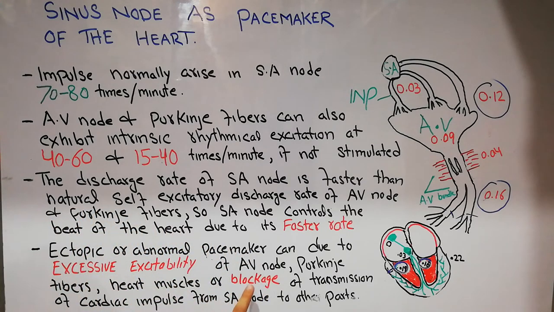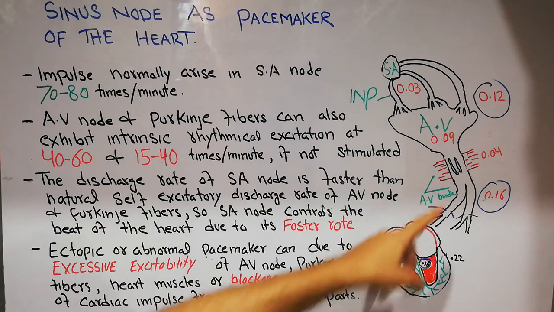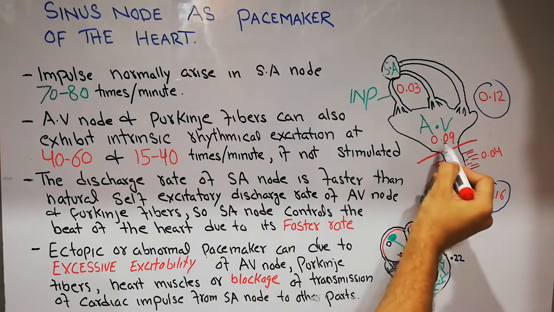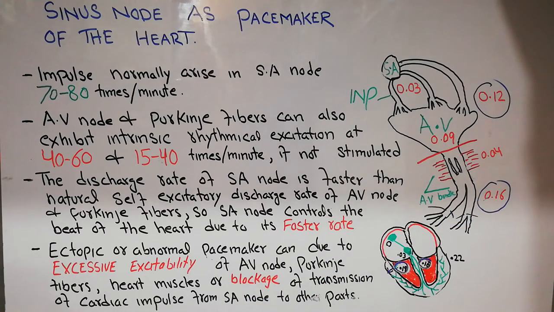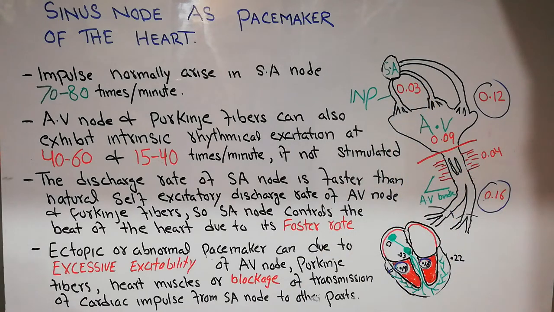Then an ectopic pacemaker can also occur due to blockage of transmission of the cardiac impulse from the SA node to other parts. So the ectopic or abnormal pacemaker can occur either due to excessive excitability of the AV node, Purkinje fiber or the heart muscle, or it can be due to blockage. If there is some sort of blockage, the signal generated in the SA node is not being transferred to the rest of the heart, not to the AV node, or the Purkinje fiber, or conducted to the ventricular or cardiac muscle. In that condition an abnormal or ectopic pacemaker can occur.